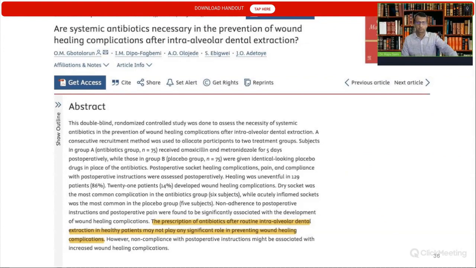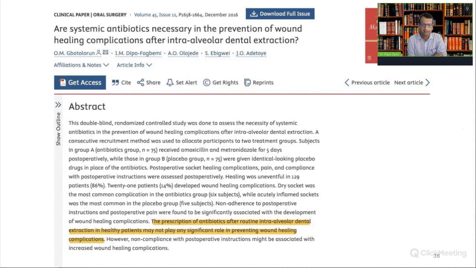This is a very good study, published in 2016, I think. It is very valuable in understanding whether you really need antibiotics. There was a placebo group and a control group, with 75 patients in each group. 75 people received antibiotics after extraction, and 75 people received a placebo, no drug.